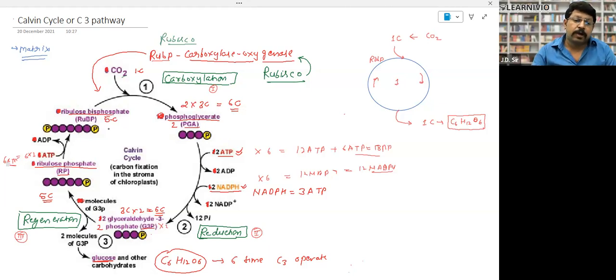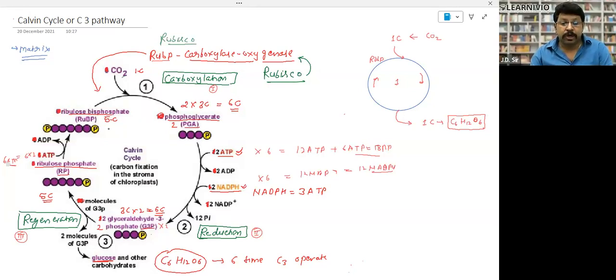Now what happened? 1 carbon and 5 carbon, total becomes 6 carbon. These 6 carbon molecules break down into 2 molecules of 3 carbon molecule. So formation of phosphoglycerate takes place, 2 molecules of PGA. Phosphoglycerate is the first stable compound. It is a 3 carbon compound, that's why it is called the C3 cycle, right? Addition of carbon dioxide is called carboxylation. So RUBP is responsible for carboxylation.